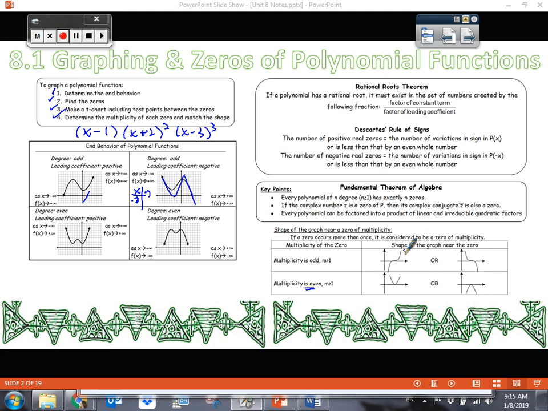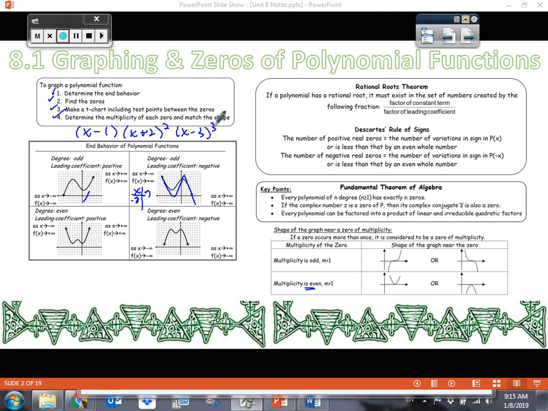It's going to look kind of like a cubic. It's going to kind of do this little squiggle through the x-axis. And so that's what I mean by determine the multiplicity of each zero and match the shape. So that's what we would be looking at.